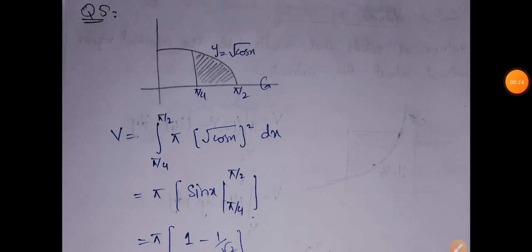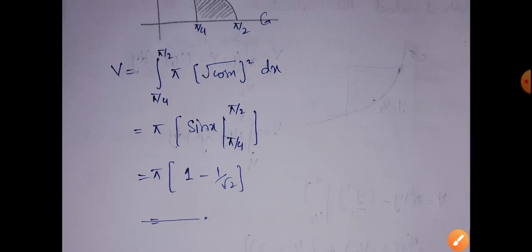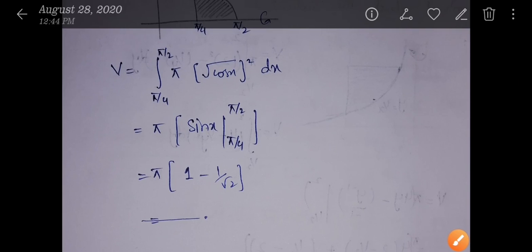Here we have question number 5 from the exercise. We have to find the volume of the solid generated by rotating the shaded region about the x-axis. So here you can see that x varies from pi by 4 to pi by 2. Pi f of x square, that is, the square root of cos x whole square, and by cancelling we get cos x. The integral of cos x is sin x. So in solving it we get the volume which is given here.